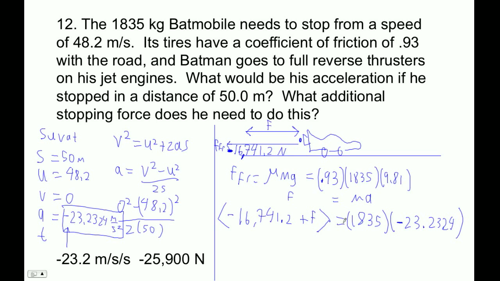And now we just do a little math here. So I'm going to go this guy plus this guy, right? So I'm going to go plus 1835 times negative 23.2324, okay. And I get that the force is equal to negative 25,890.2 newtons, in case you were wondering about that, right? Now we only have two sig figs. We really only have two sig figs, right? So I guess we would have to say this, right? This would be our, there you go.